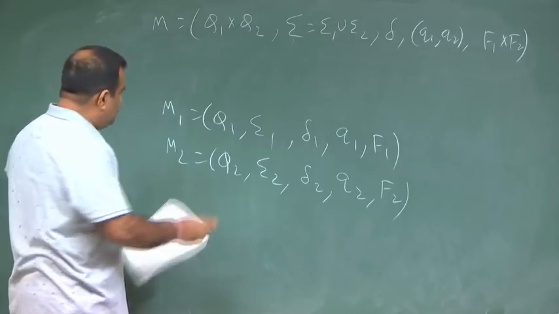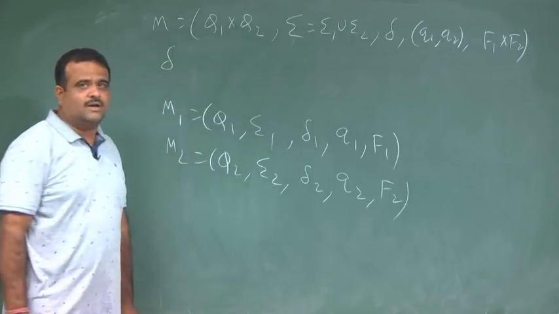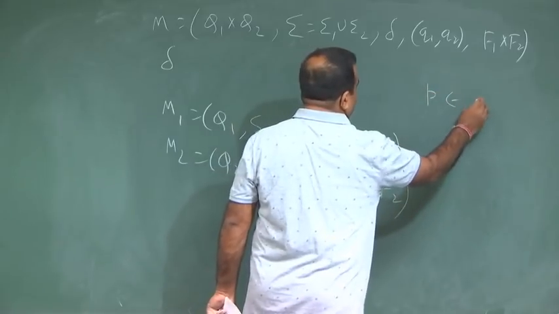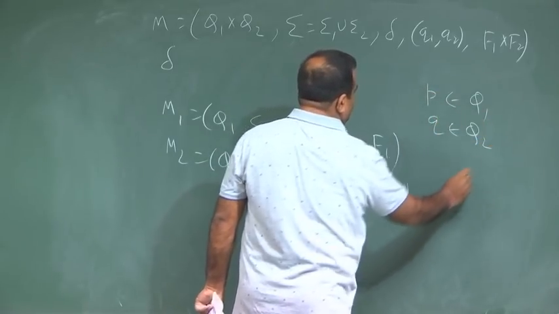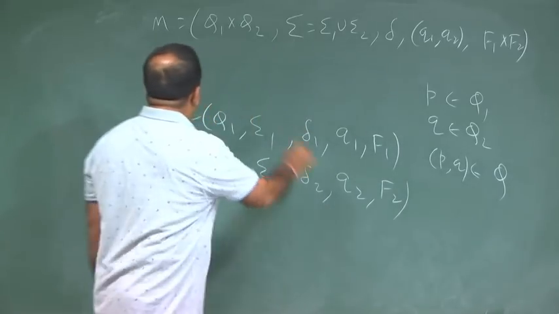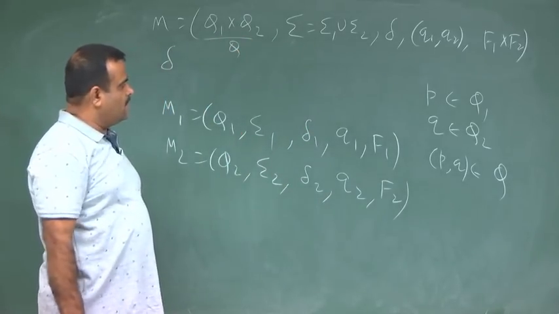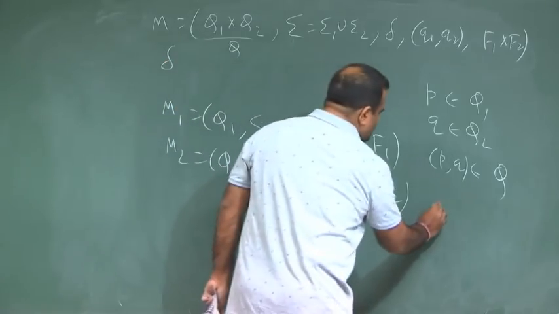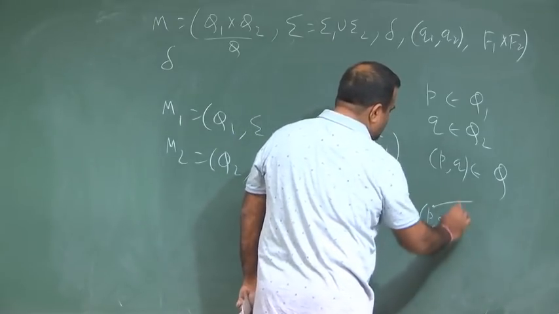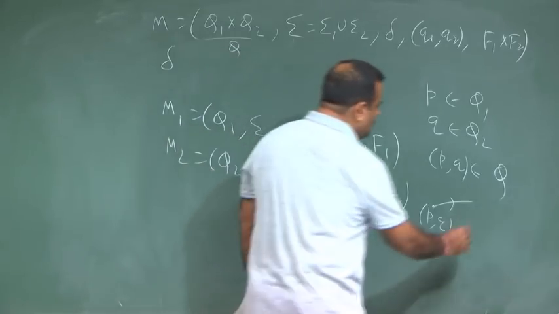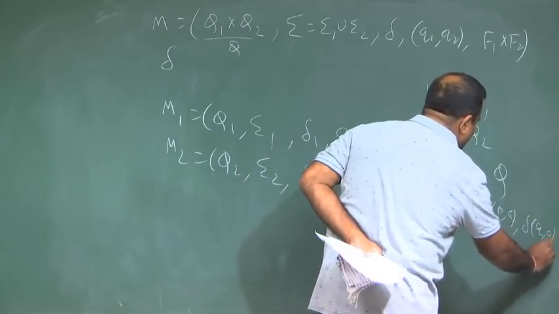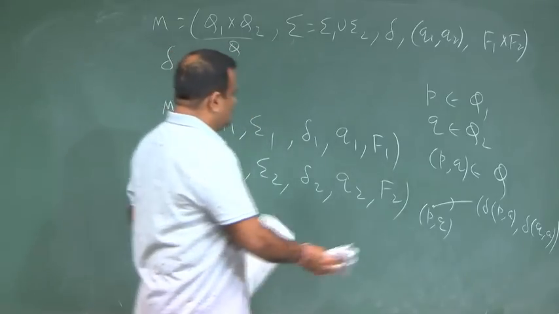Now, how do we define delta? It is taking the Cartesian product, so all states are pairs. If P is a state in M 1 and Q is a state in M 2, then P comma Q is a state in M. Now, what is delta? Delta on P comma Q, we move to delta of P comma A and delta of Q comma A, like this. Anyway, we are going to define that.